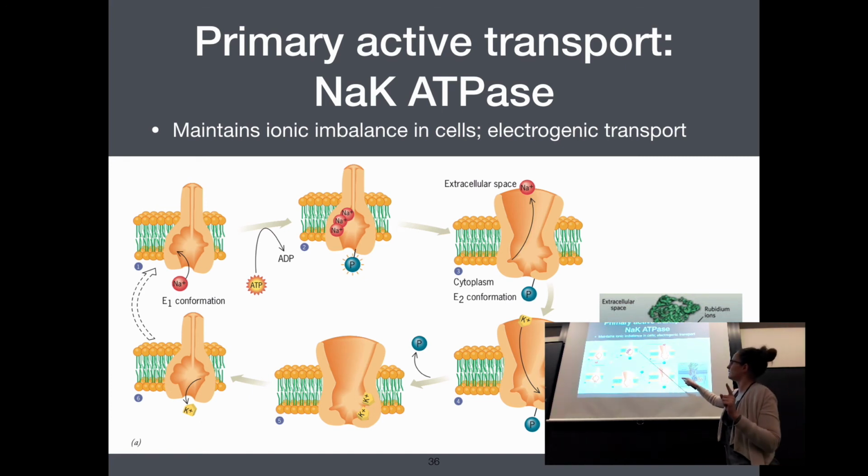You can also see that you're exporting 3 sodiums when you're importing 2 potassium, which means that you're accumulating positive charges on the outside. And this is why you have a minus 70 millivolts transmembrane potential at rest. So if you have only these pumps that work, then the membrane potential stays at minus 70 millivolts. It's a very important protein.